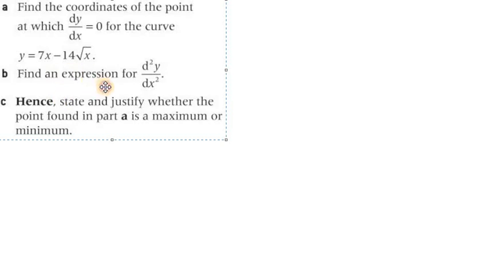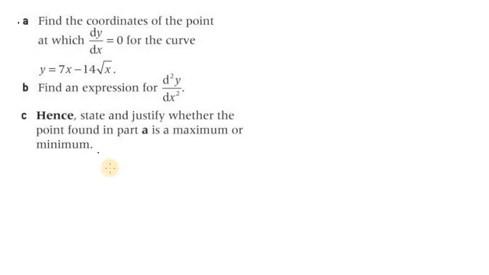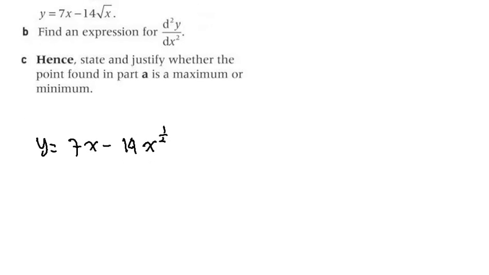Okay. The A part: find the coordinates of the point at which dy over dx equals 0 of the curve y equals 7x minus 14 square root of x. In this case, we have to find the point where the first derivative is equal to 0. So we have to find the first derivative first. So y equals 7x minus 14x to the power of half. That's the one that I will change a little bit.